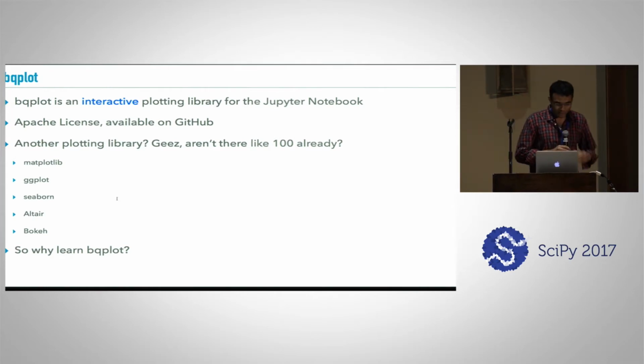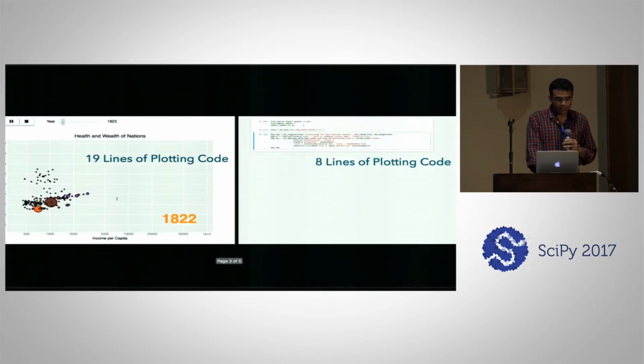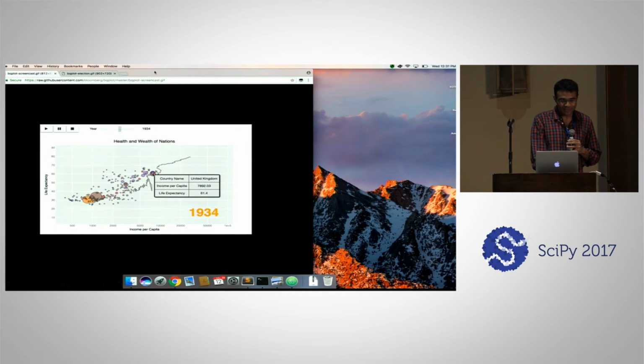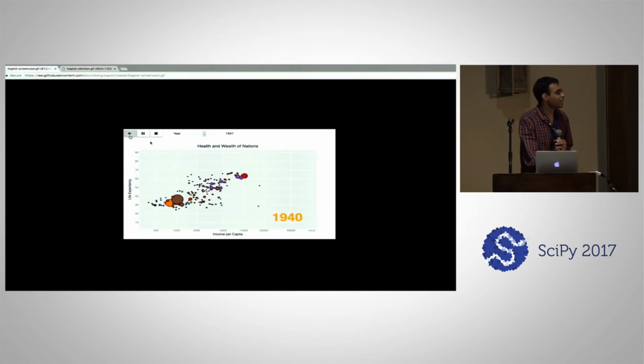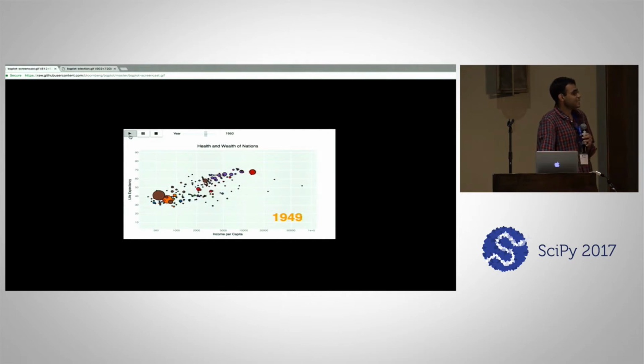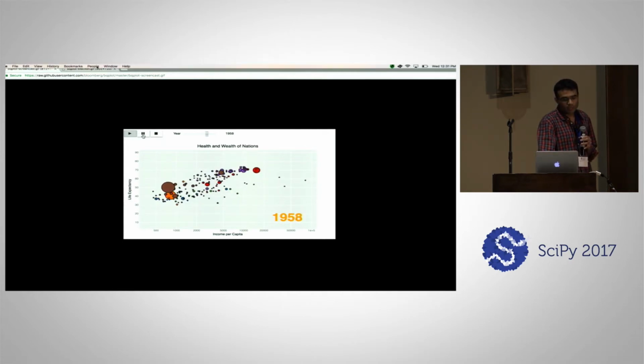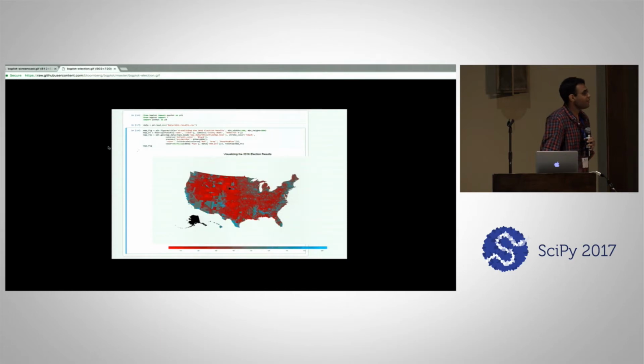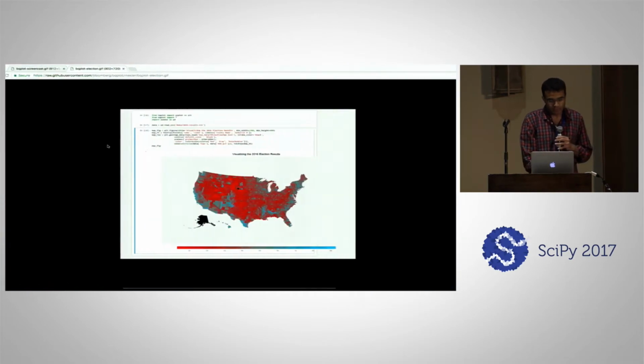So why learn bqplot? I can get Keynote to show GIFs, so I pulled up the GIFs over here. One of the big reasons we like bqplot is because this is 19 lines of Python code. Generating something like a 538 map is only 8 lines of Python code. And we're going to show you the magic that makes that possible.